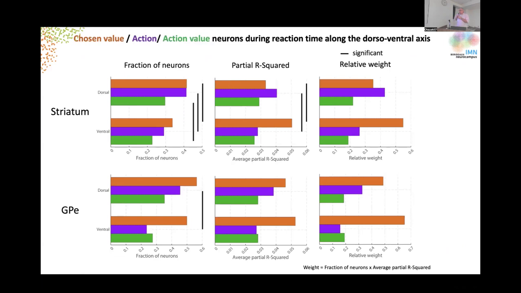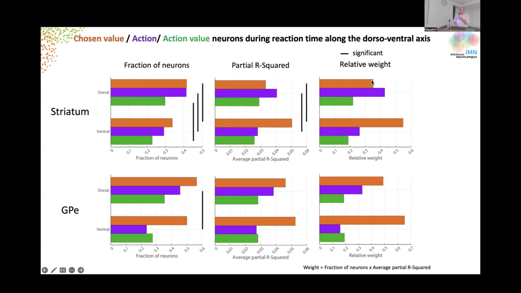So if we look at a global distribution, I think I will focus on this, which is the relative weight, which is a product of the fraction of neurons that are either chosen value, action, or action value. The partial chi square, we see, is how much they influence, they explain, the variability. And if we make a product of it, we get this relative weight.